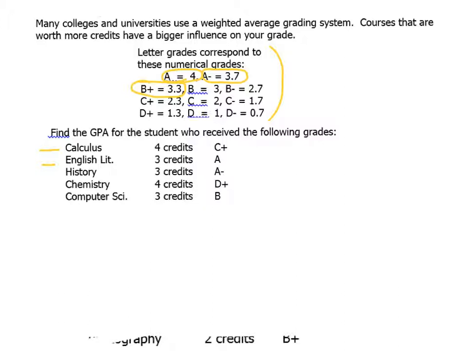So what you're going to do is first look at what grade you earned. So in this case, they earned a C plus, and if you go up here, a C plus is worth 2.3. So I'm going to write a 2.3 next to that. In the next category, they earned an A, and if you go up here, an A is worth 4. Okay. And the next category, history, they earned an A minus, and up here you can see an A minus is worth 3.7.